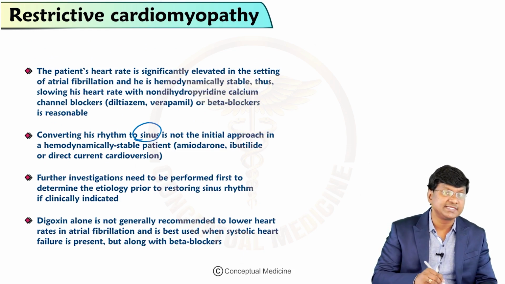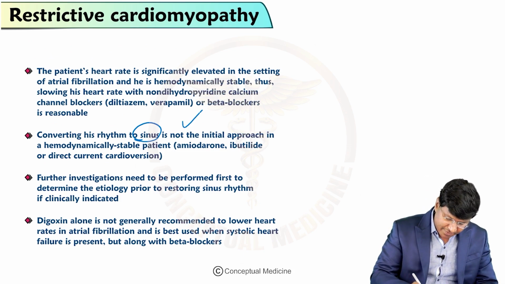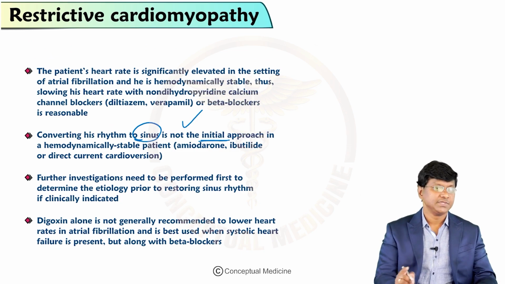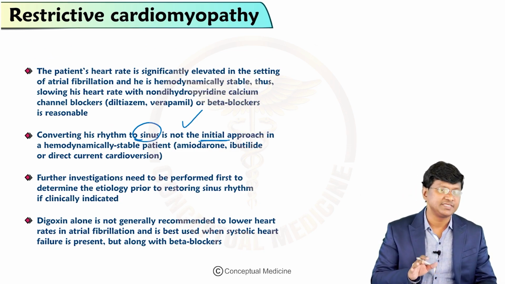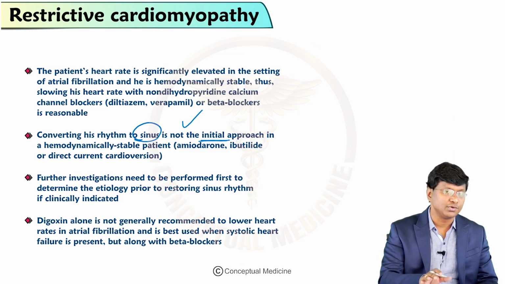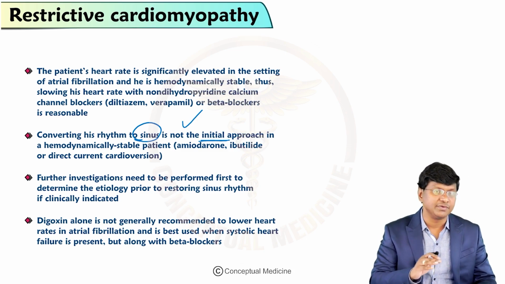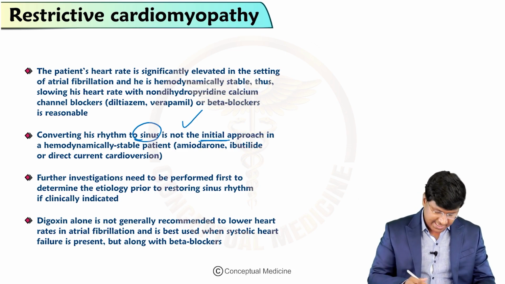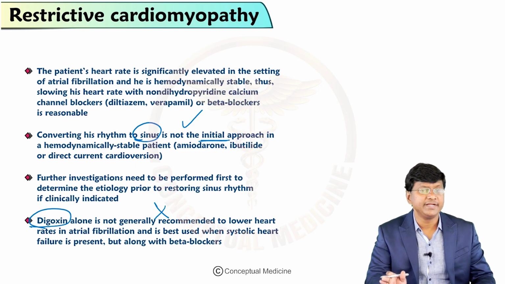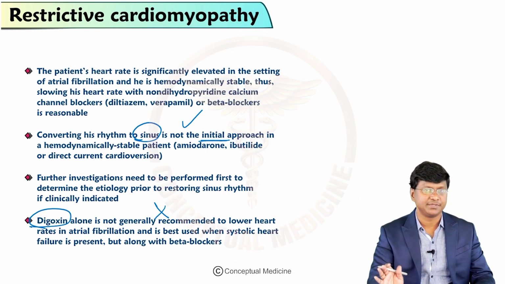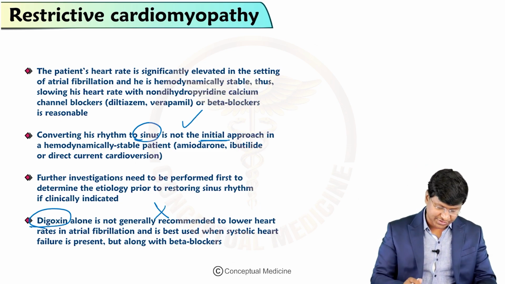After that you can convert the patient into the sinus rhythm. So converting his rhythm to sinus will not be the initial approach in a hemodynamically stable patient. First you control the heart rate and then followed by that you convert the rhythm to sinus. And digoxin alone is generally not recommended to lower the heart rate in atrial fibrillation in patients with restrictive cardiomyopathy.